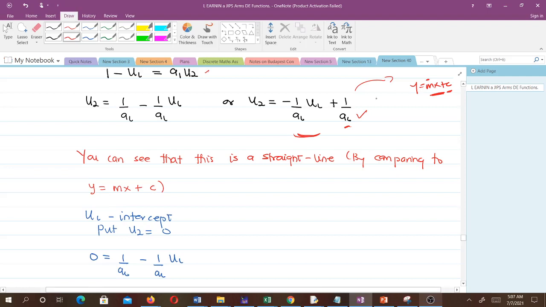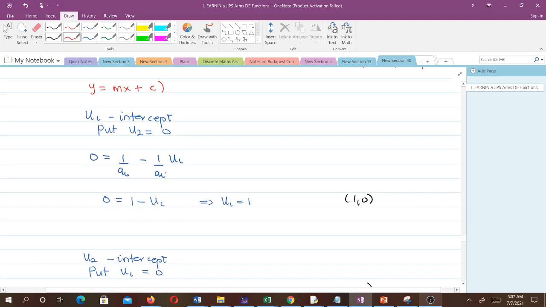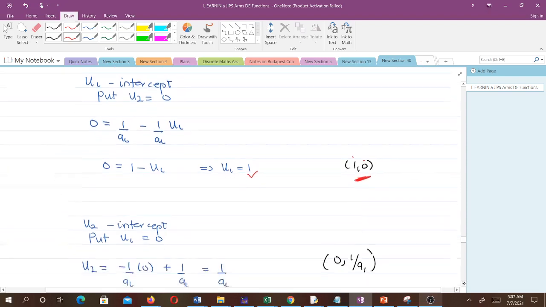Okay, so when we take our equation here, the u1 intercept is the point when u2 is 0. So when u2 is 0, we get 0 equal to 1 over a1 minus 1 over a1 u1, and when you multiply through by a1, you get 0 equal to 1 minus u1, and this implies u1 is 1. So that means that when u2 is 0, u1 is 1. Okay, so the u1 intercept will give us this point, and we also have to do the u2 intercept.